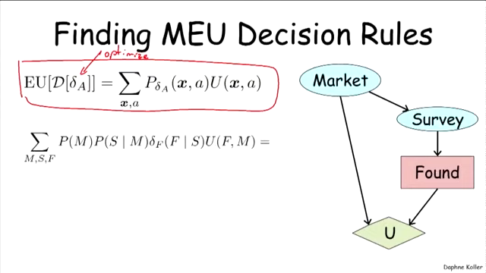The Bayesian network in this case has now two original CPDs. There's P of M that comes in from the M variable. There's P of S given M, which comes out from the survey variable. And we have the CPD that is as yet to be selected, which specifies the decision rule at the action F. And then multiplied with all that is the utility, which depends on the decision to found the company and on the true market value.